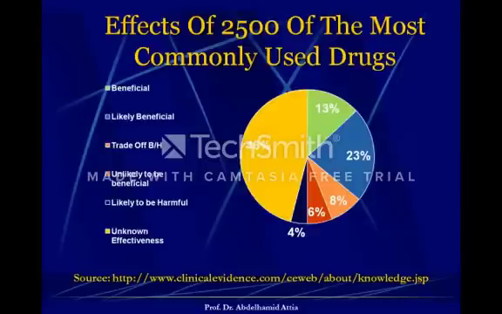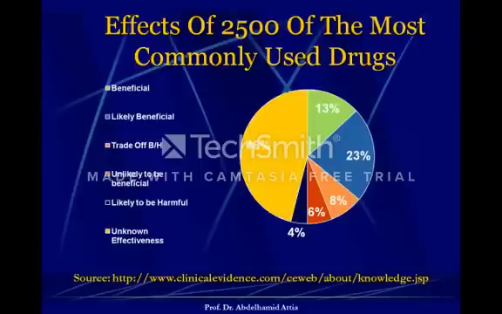And in Clinical Evidence, you can find this slide. This is the effects of 2,500 of the most commonly used drugs. And what did they find? They found that 13% of the drugs that we use in practice are beneficial. And 23% of the drugs that we use in practice are likely to be beneficial. And 8% of the drugs have some form of trade-off between harm and benefit. They might harm the patient and they might benefit the patient. And you have to make up your mind before prescribing them.